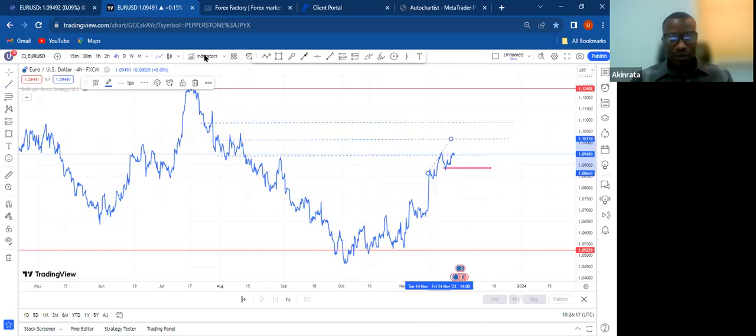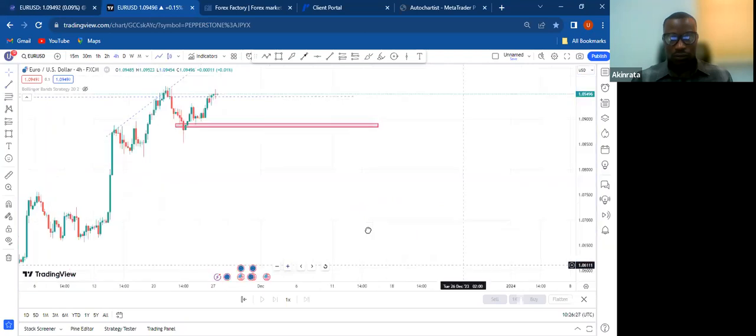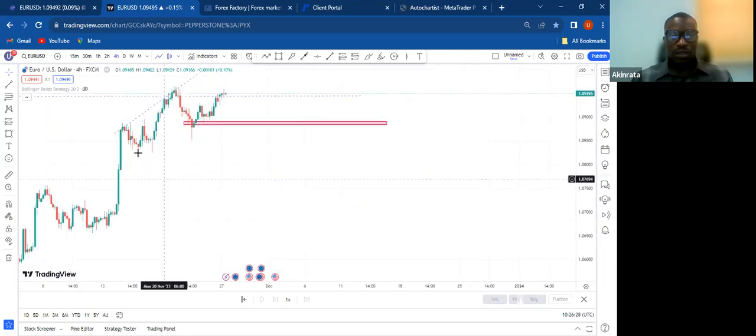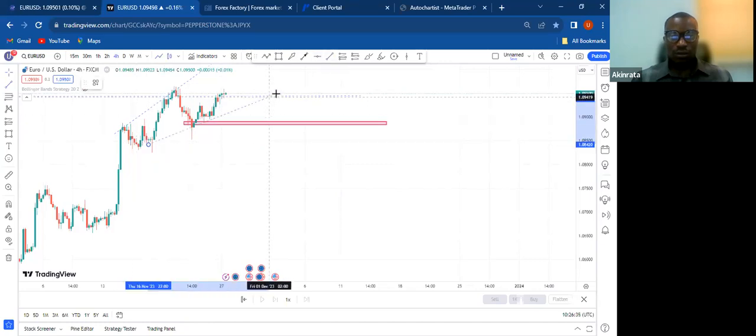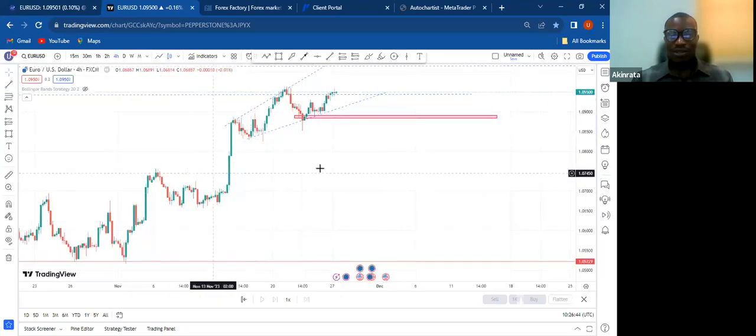So I'm seeing a reversal on the 4 hours, which is here. I'm seeing a reversal there on the 4 hours. And if you understand a strategy called the megaphone strategy, you should know that this is a reversal. For the megaphone strategy, this is a reversal, right?